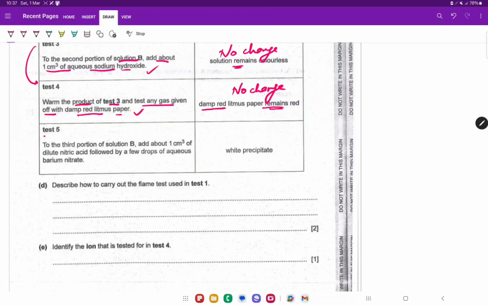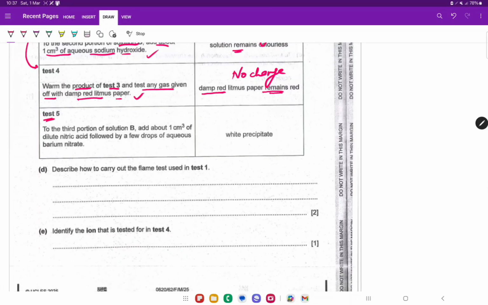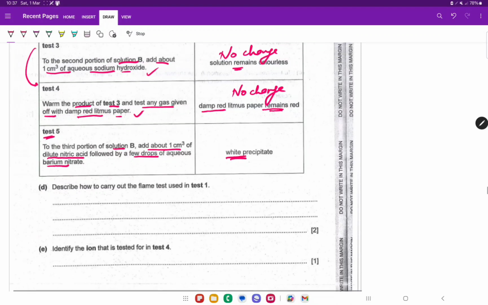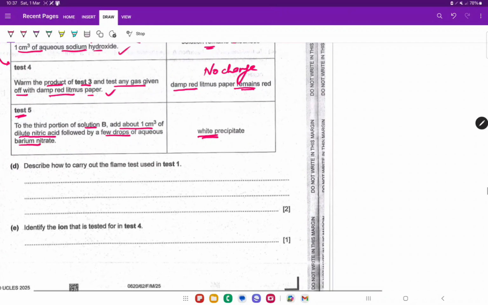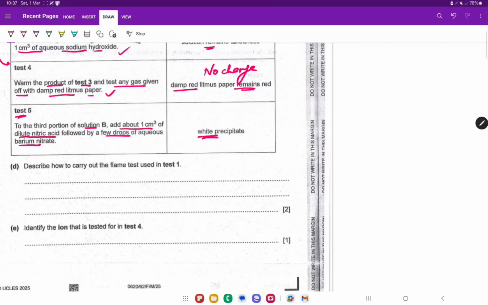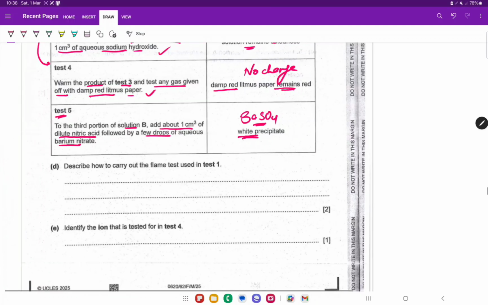Now the next test is to the third portion of solution B, add about 1 centimeter cube of dilute nitric acid followed by a few drops of barium nitrate, a white PPT. So whenever you add this barium nitrate to a solution, a white precipitate is formed, and this white precipitate could be of barium sulfate only, BaSO4. Barium sulfate is a white PPT. If you see the table, we can identify what it is. It is barium sulfate.